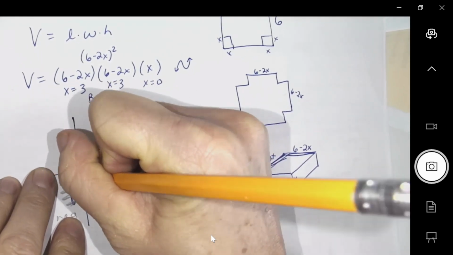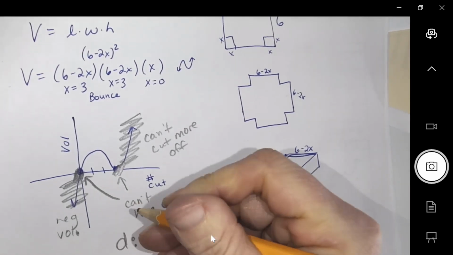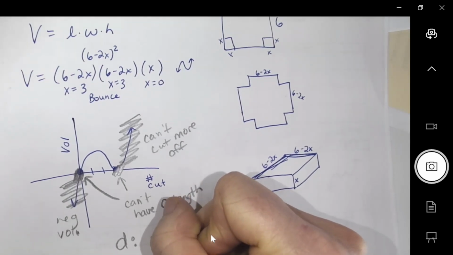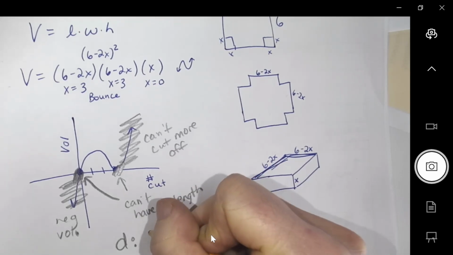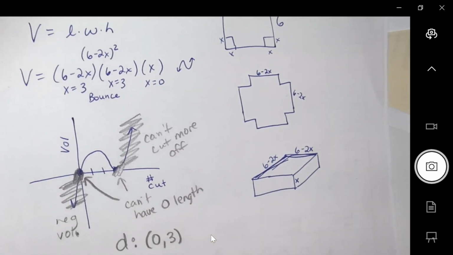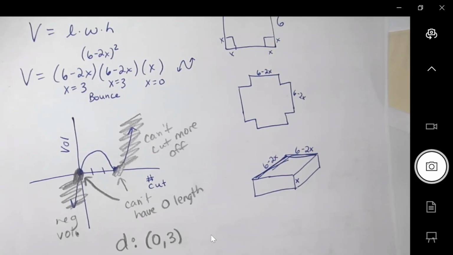And also, you can't be on that dot, because you can't have 0 height. Or now you still just have a flat piece of paper. So what is the domain? Anything from 0 to 3, but what do I need to know? Round brackets. So I can cut off 0.1, that's fine. I can cut off 2.99, that's fine.